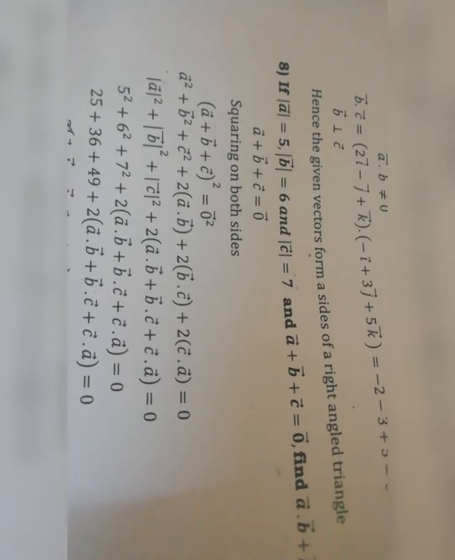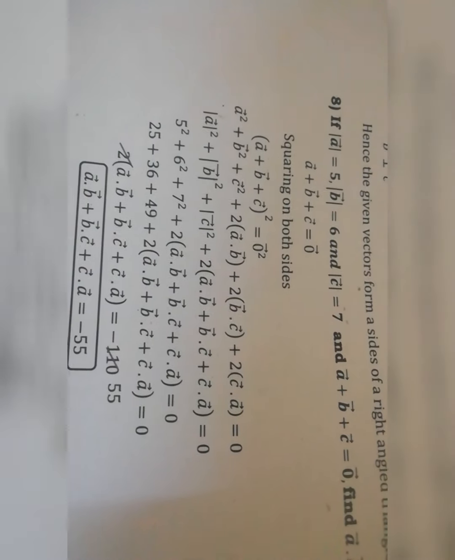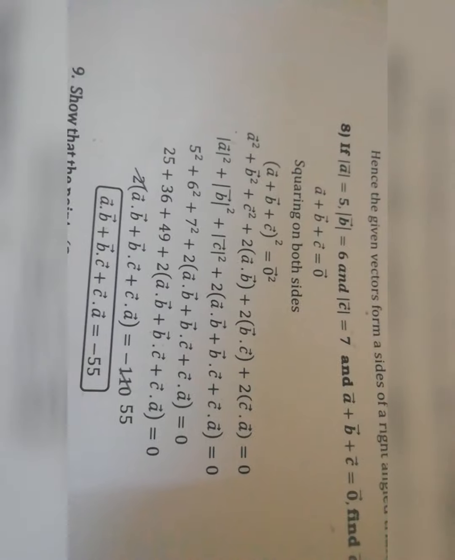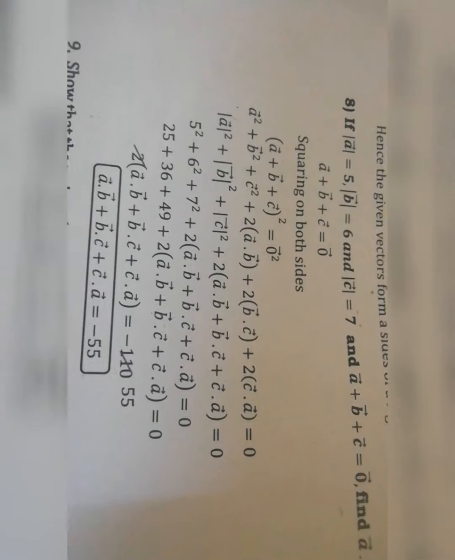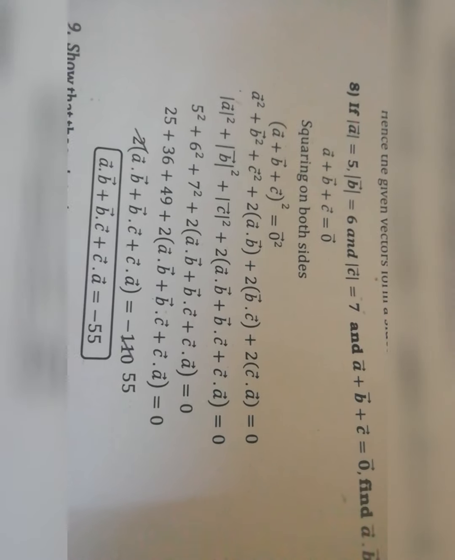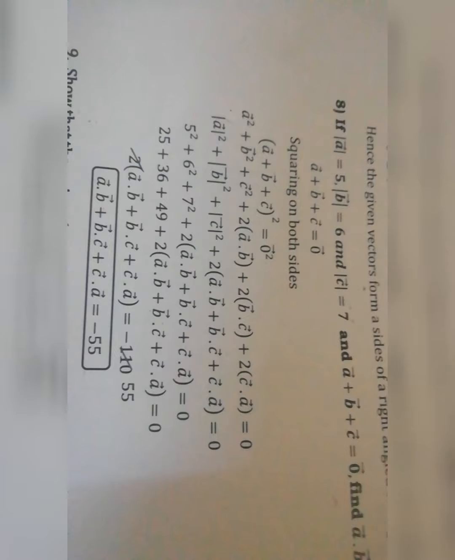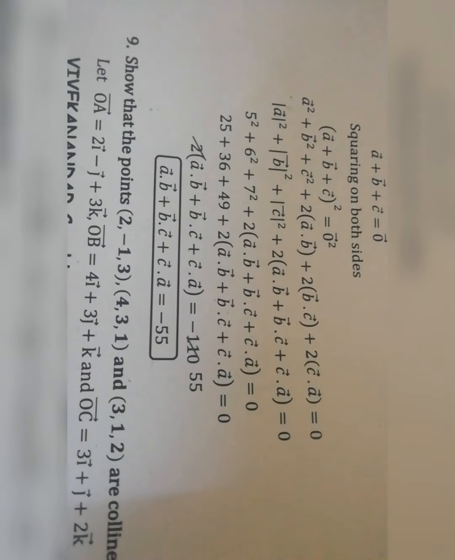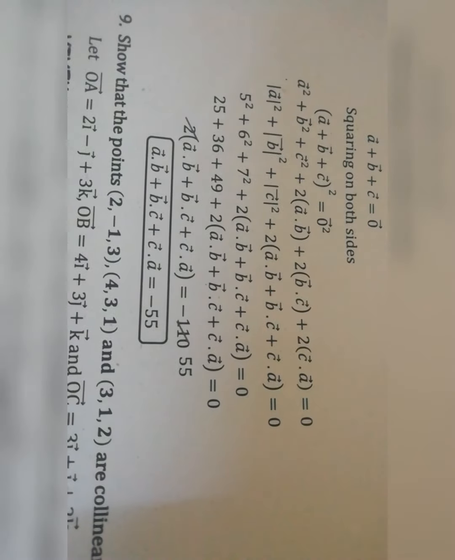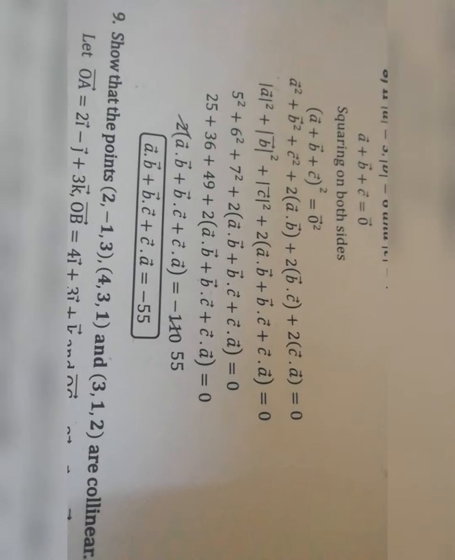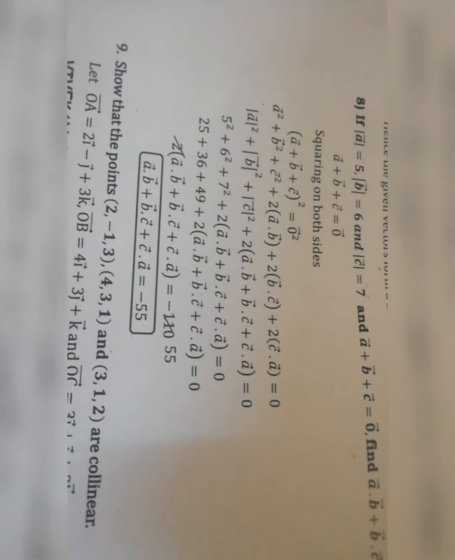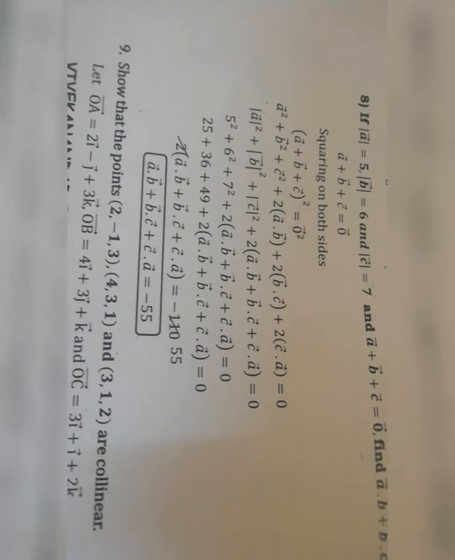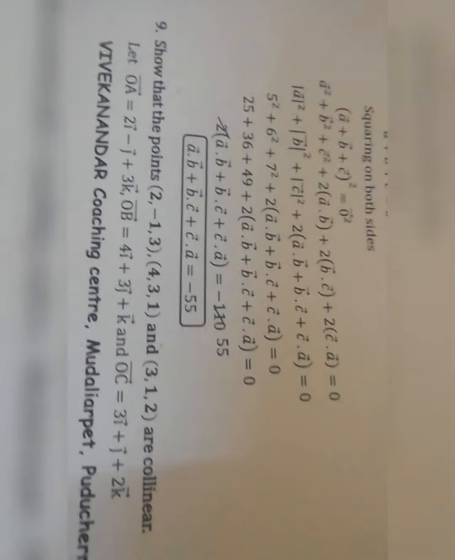First of all, you can take the given condition, a vector plus b vector plus c vector equal to 0 vector. We take squaring on both sides. Then a vector plus b vector plus c vector whole square equals 0 vector square. Already you know very well from lower classes the a plus b plus c whole square formula. So what is the a plus b plus c whole square formula? a square plus b square plus c square plus 2ab plus 2bc plus 2ca. Like that you can write here in vector form.